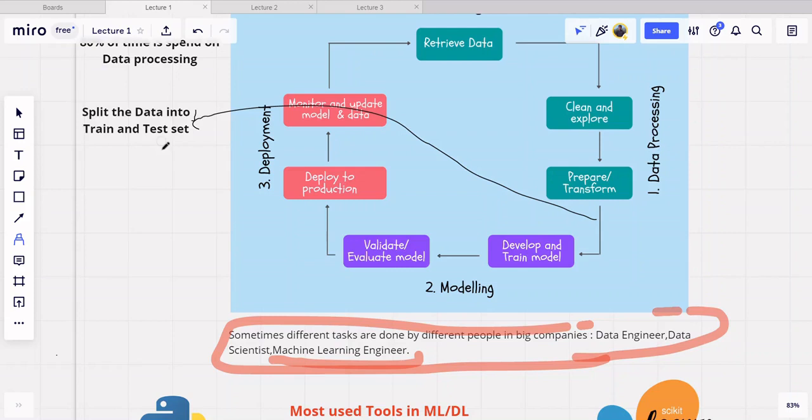Okay, so these are the three main roles that you will find very commonly in this entire machine learning community.